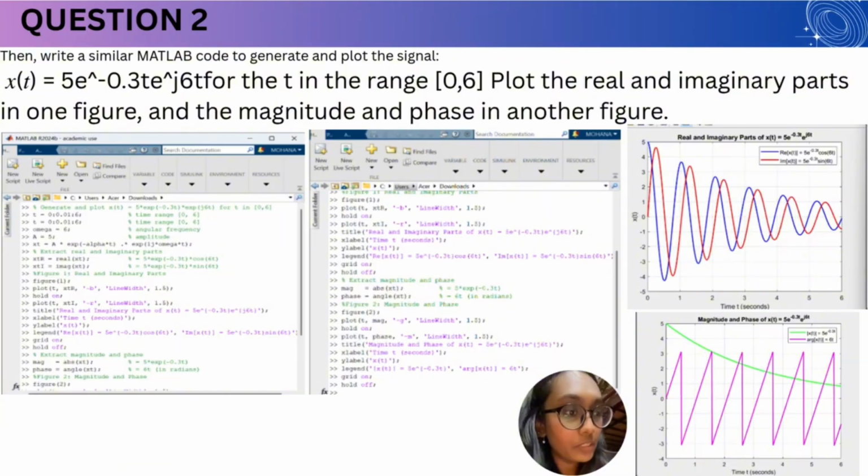Using Euler's formula, the real part is 5 exponent to the power of negative 0.3t cos 60 and the imaginary part is 5 exponent to the power of negative 0.3t sin 60. Figure 1 shows both oscillating with a decaying envelope. Figure 2 shows magnitude smoothly decaying from 5 and phase increasing linearly. That concludes question 1 and 2.